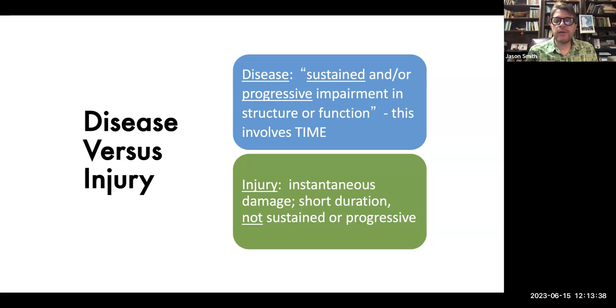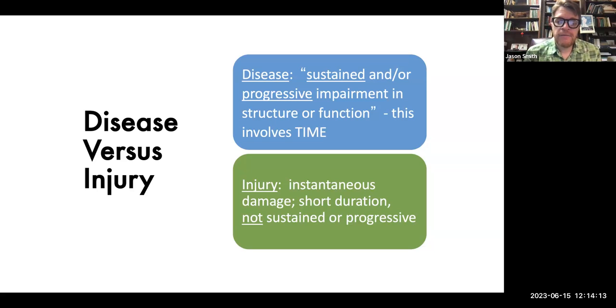Okay. At some point, you will also potentially see evidence of the pathogen as well, but not always. But it's a progressive process that leads to the impairment of either structure or function in the host. Versus injury, which is instantaneous damage, of short duration. It's not sustained or progressive. So, insect herbivory, damage from wood-boring insects or leaf-feeding insects, we think of that as injury.